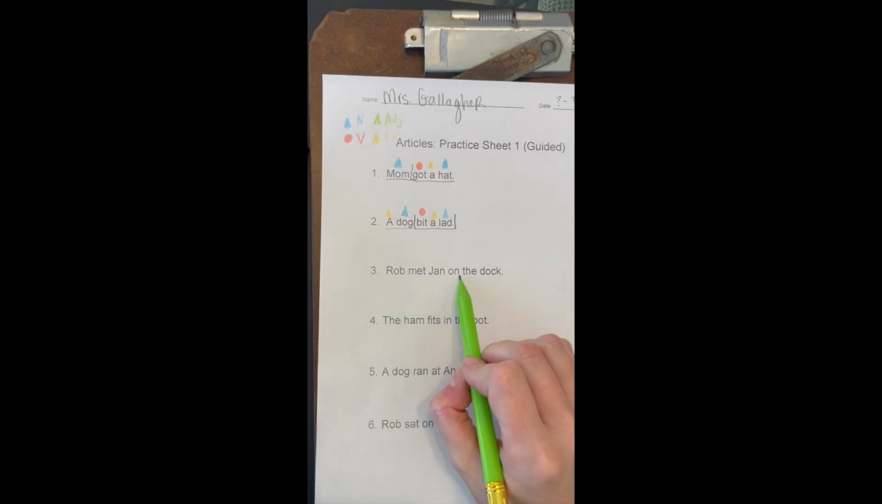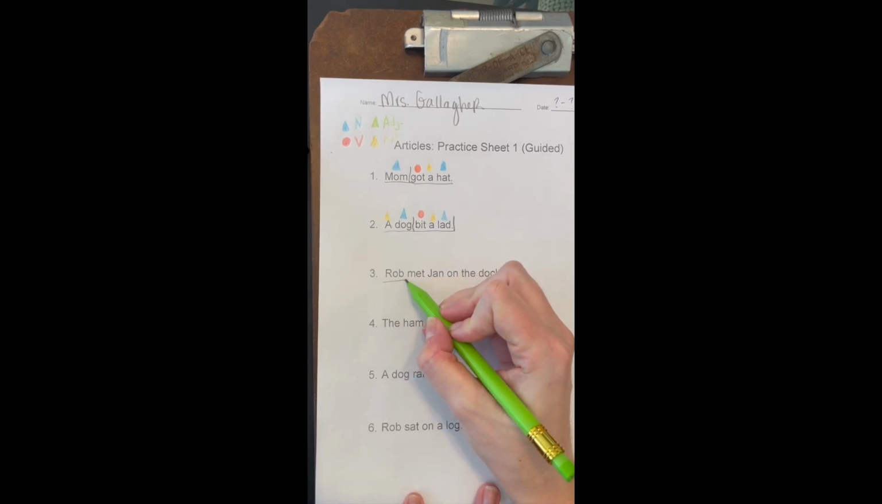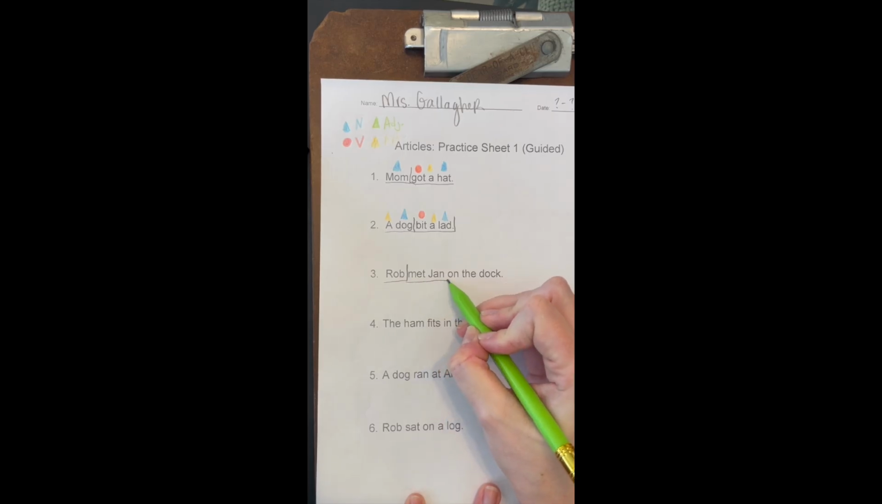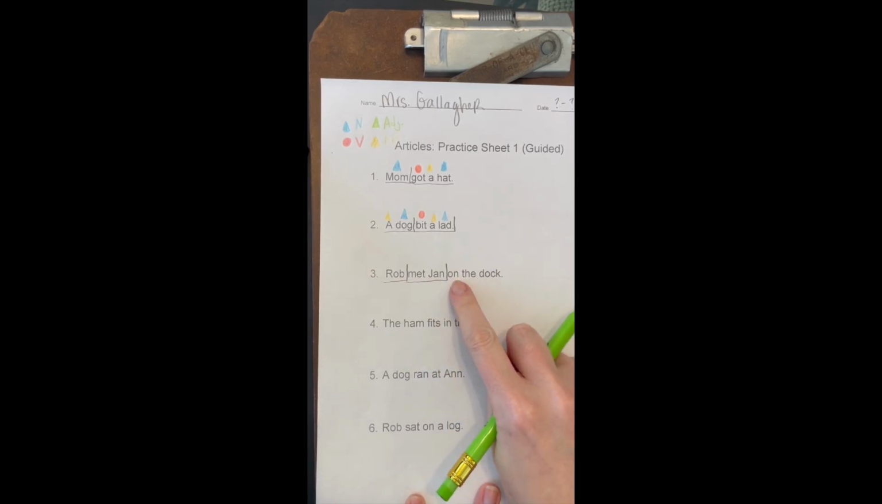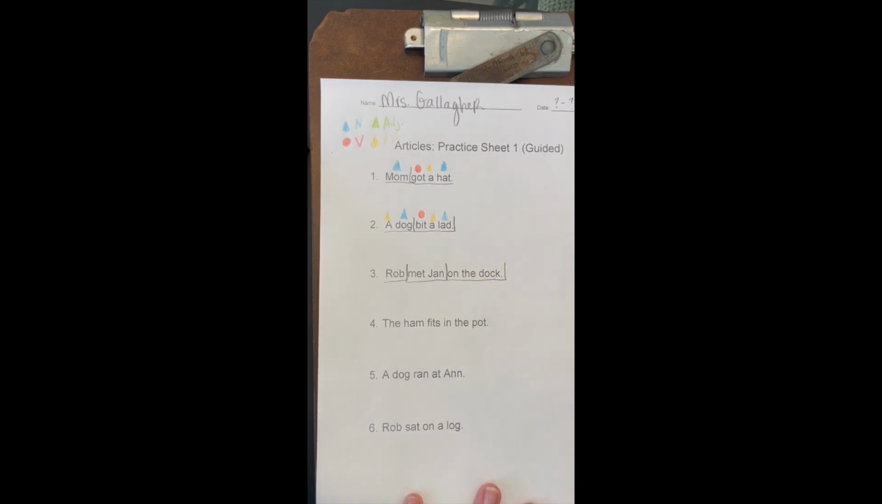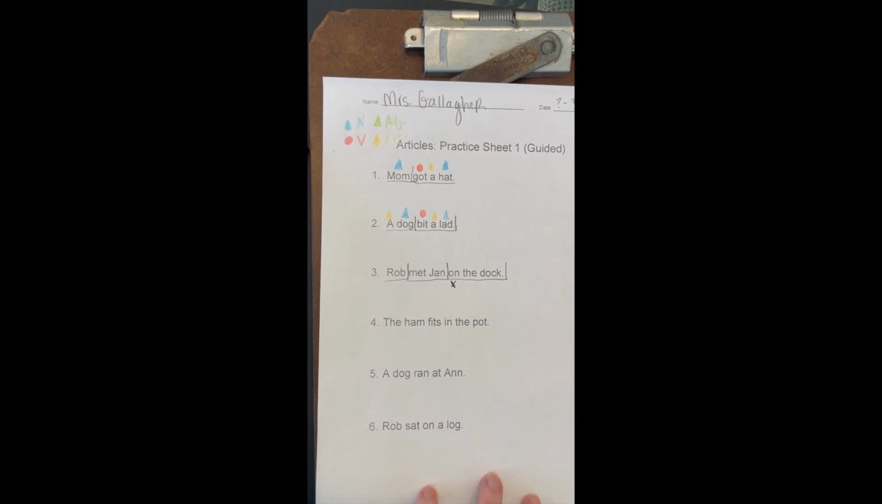Let's look at number 3. Rob met Jan on the dock. Okay, so who is this about? Rob. What did he do? He met Jan. And this is a where phrase clue, so I know that I need to mark that out as its own phrase, on the dock. Now, you'll be learning about this part of speech next, but for right now, we don't have to worry about on, so you can cross that out.